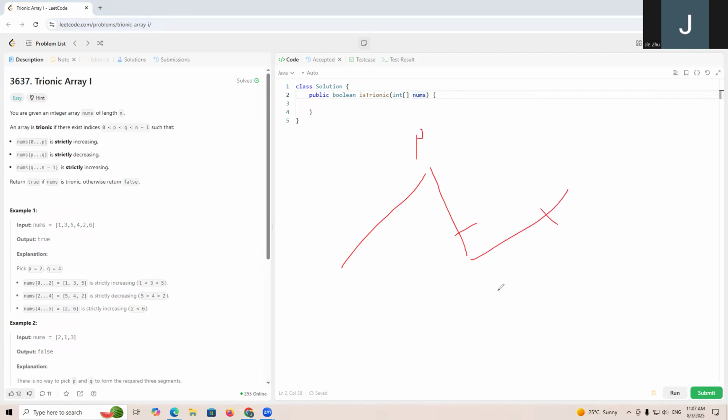So we need to find this P and Q. We need to make sure P is not -1, Q is not n minus 1, and also P doesn't equal Q, right? So we go from zero, trying to find the end where it is not increasing anymore. From n minus one, we go backwards to find where it is not decreasing anymore. And then when you check P and Q, they are monotonic decreasing.